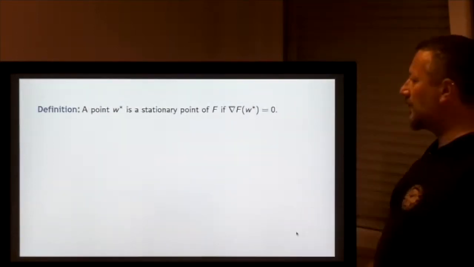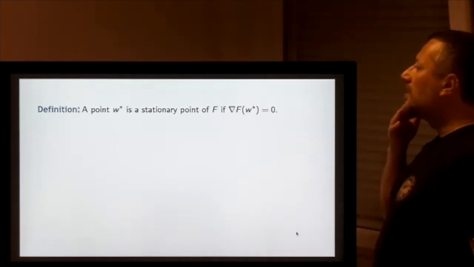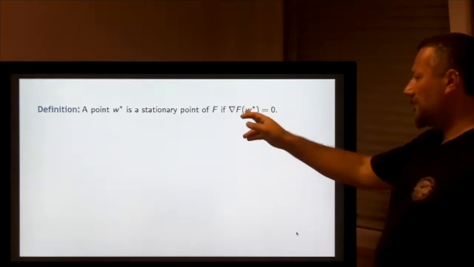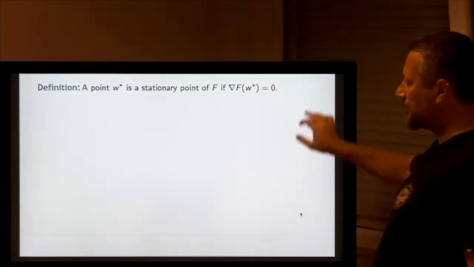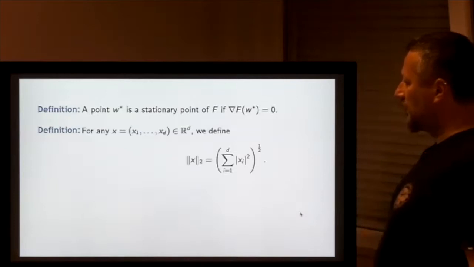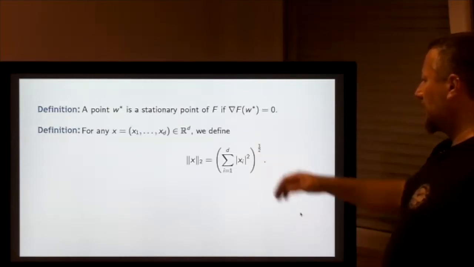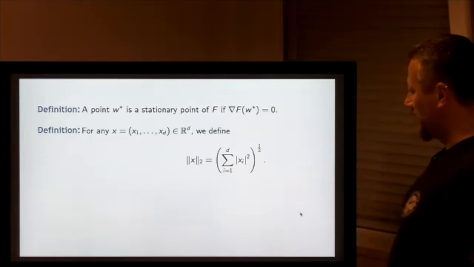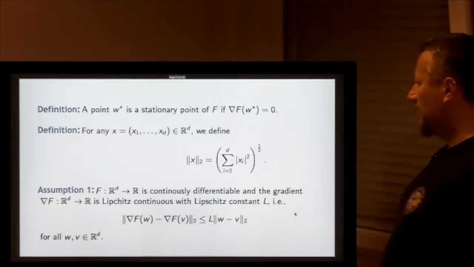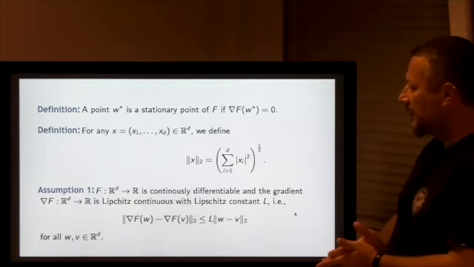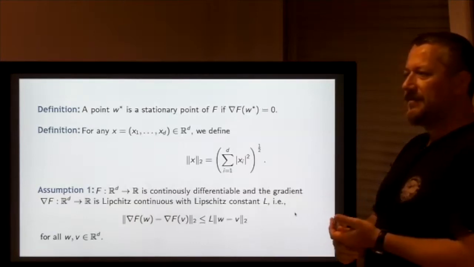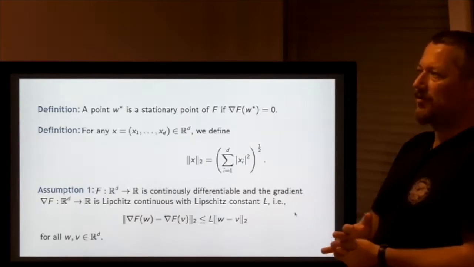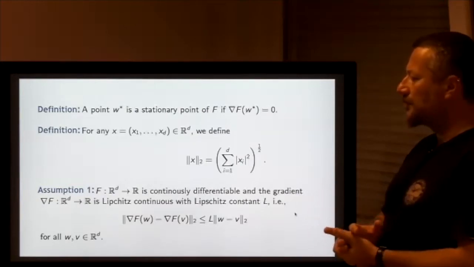So let me remind you a few definitions. We say omega star is a stationary point of the function f if the gradient at that point is 0. So it's a stationary point. And then we define this L2 norm of a vector. You just square the coordinates and then add them up, take the square root. So it's the standard Euclidean norm. And then, okay, we gave an assumption, if you remember. So we are dealing with these very general functions, non-convex functions. So we need some structure so that we can show some convergence results for stochastic gradient descent.